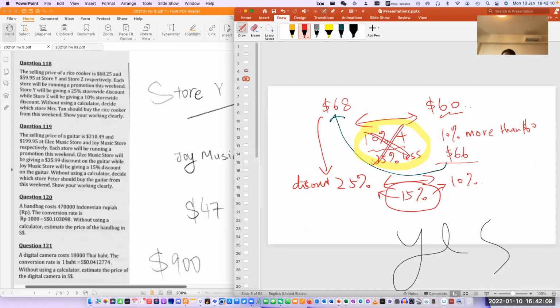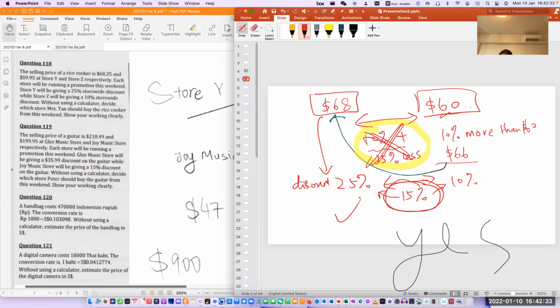So this 15% between the two discounts offered by the two different stores will more than offset this difference in the original price. So it makes sense for me to say this will be a cheaper option.